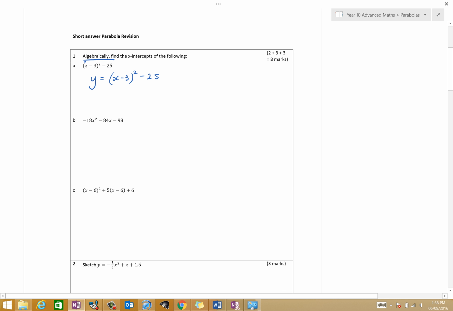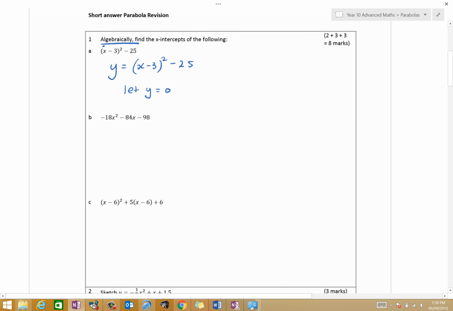And to find the x-intercepts, we must let y equal what? 0. So we're letting y equal 0. And then what we're doing is we're solving for x. I might just give it a little bit of a zoom in. Now, we're solving for y equals 0.